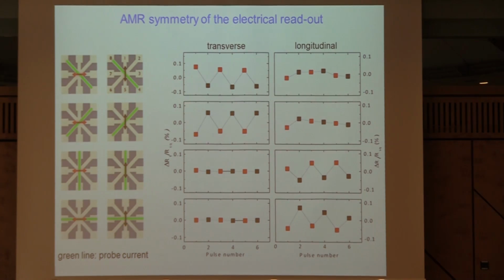And one can, for completeness' sake, check all of the symmetries that should be there. So in the transverse component here, we have the minimum and maximum at 45 degrees to the spin, and nothing in the orthogonal and parallel, and the corresponding in the longitudinal that we expect. So it has the correct symmetry of AMR.